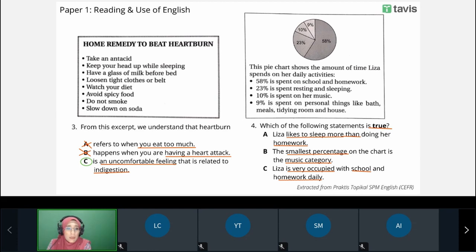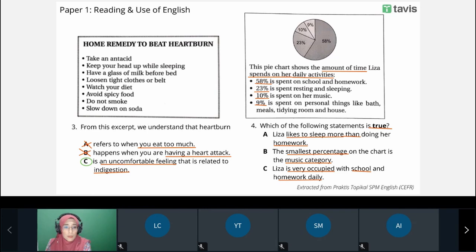All right. Now let's see. This pie chart shows the amount of time Lisa or Liza, however you want to pronounce her name, I don't mind, spends on her daily activities. So we can see that the highest percentage would be 58%, which she spent on school and homework. And we have 23% spent on resting and sleeping, 10% spent on her music, and 9% spent on personal things like bath, meals, tidying room, and house.